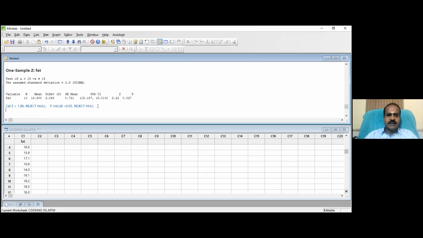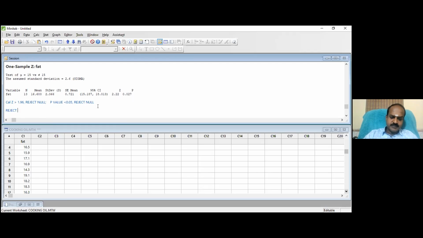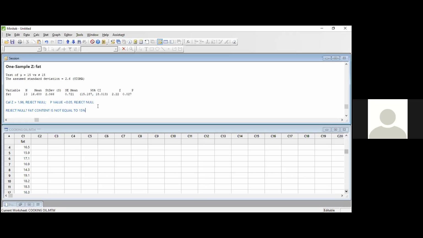Now let us come to the point. Rejecting the null means what? What do you mean by rejecting the null? Further experiment on alternate. Fat content is not equal to 15%. The company's claim is wrong. The company has printed on all the cooking oil bottles that fat content is how much? 15%. But it is not 15%. Now, with this evidence, you can file a suit against the company. You get the point? Yes, sir.